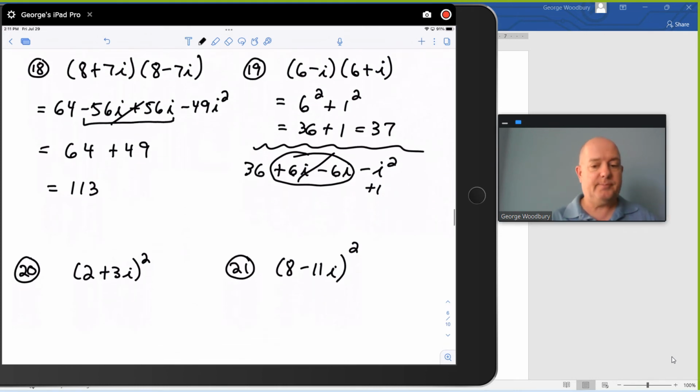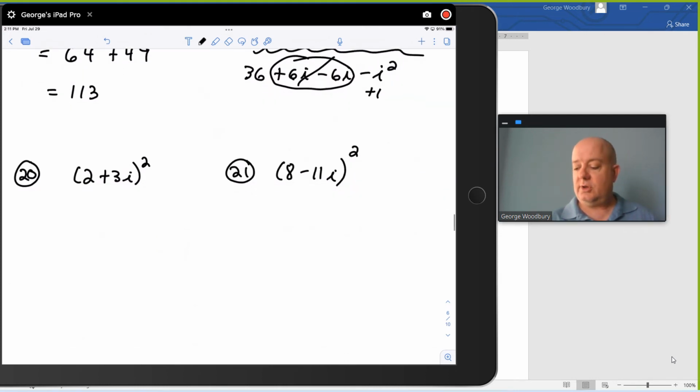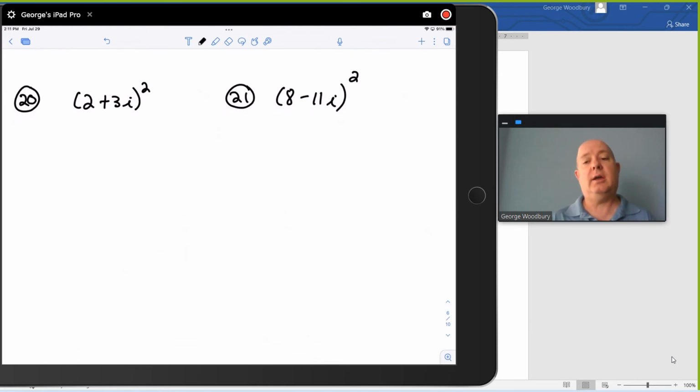Okay, what's left? I've got a square of a complex number. So 2 plus 3i quantity squared. The first step is the important step. If you rewrite this as 2 plus 3i times 2 plus 3i, we've made it into a problem that we know how to do already.